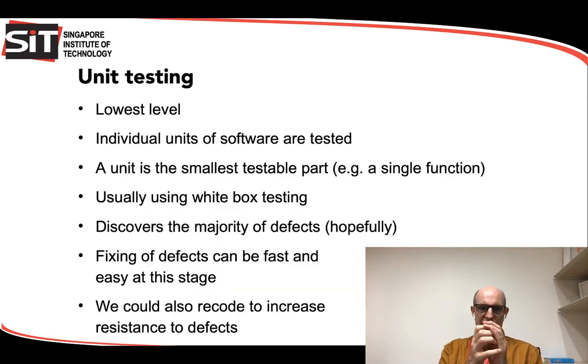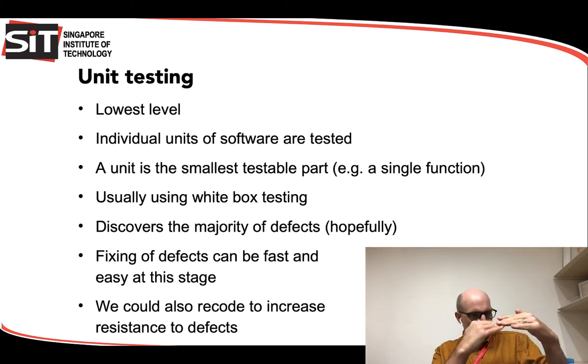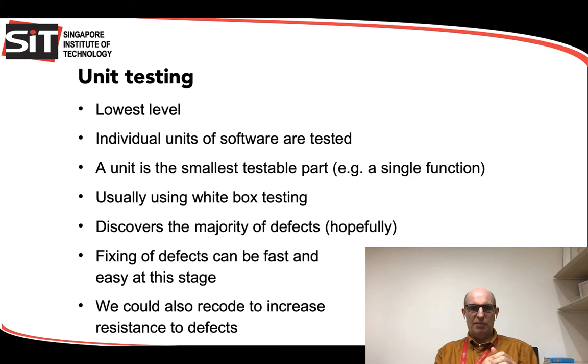Let's look at some of these. Unit testing is the lowest level. It's these individual units. It could just be a single function, or a few lines of code. We usually use white box testing because we're the programmers. We look at the code, and we hope that we can get most problems in this way.